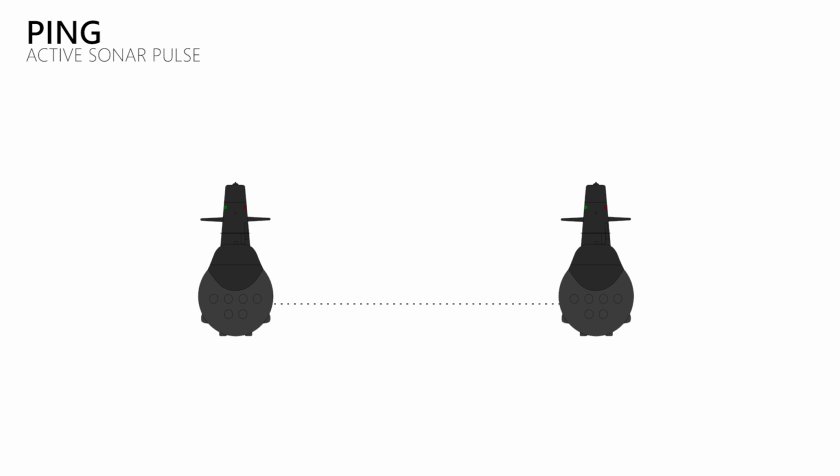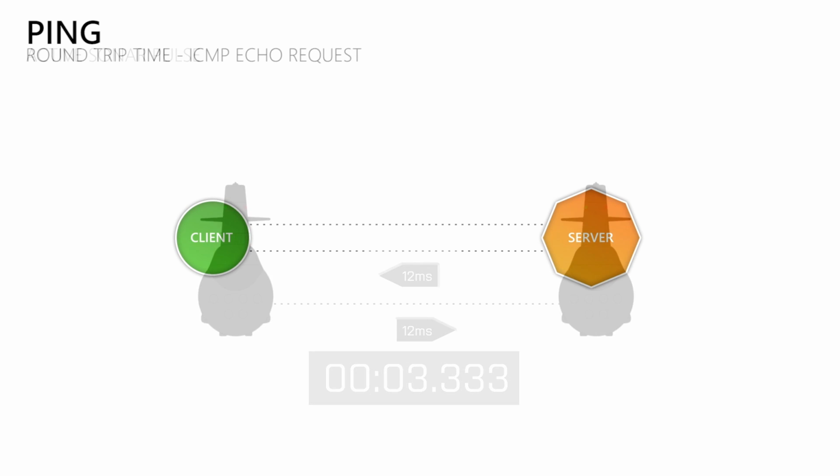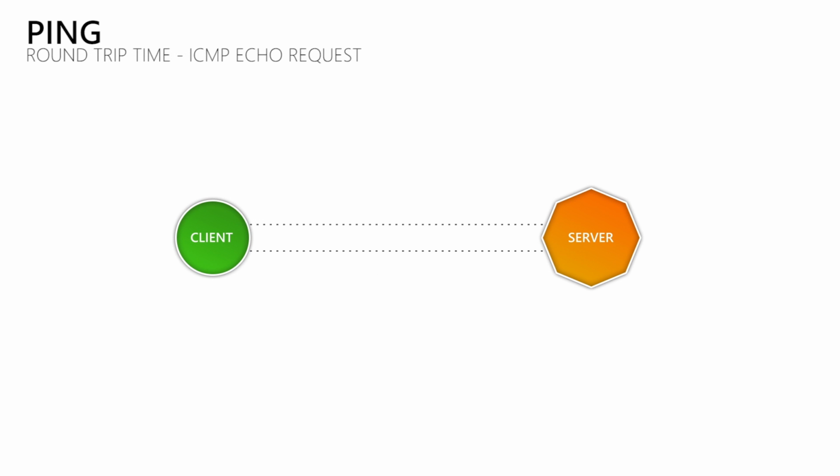The way this works is that your ship sends out an audio signal, which then gets reflected by other objects in the water. And on your ship you have microphones or hydrophones which hear that reflection. You can then determine the distance between you and that object by measuring the time between sending the audio signal and receiving the reflection.